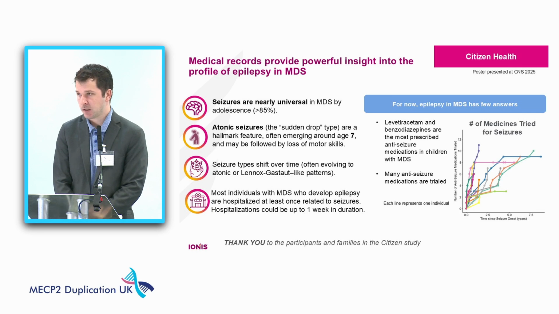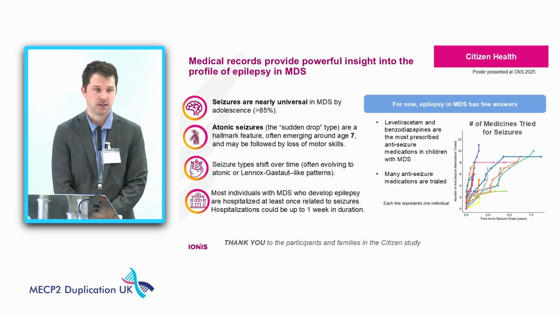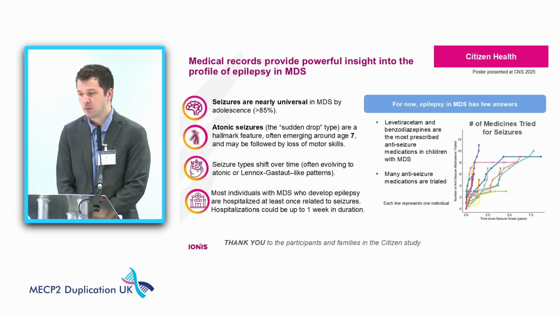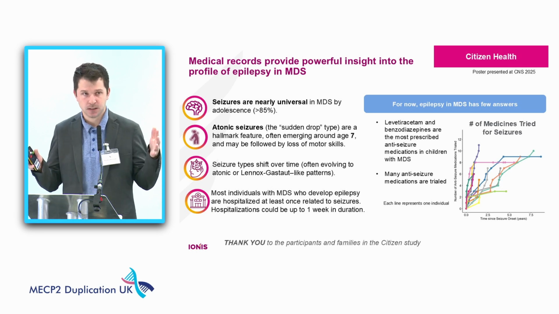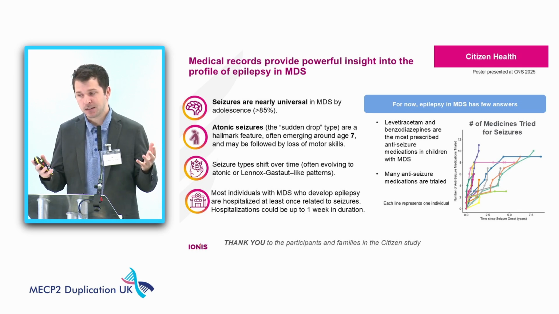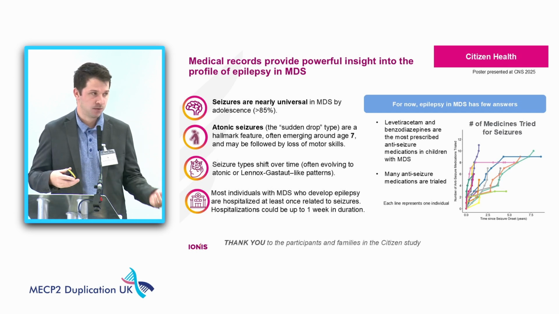A commonly quoted figure in literature is that about half of boys with MDS have seizures. And when you look at a snapshot in time of individuals across many ages, that is true. But when you model this by time to event, it became clear in the data that seizures are nearly universal in MDS by the time those individuals reach adolescence.